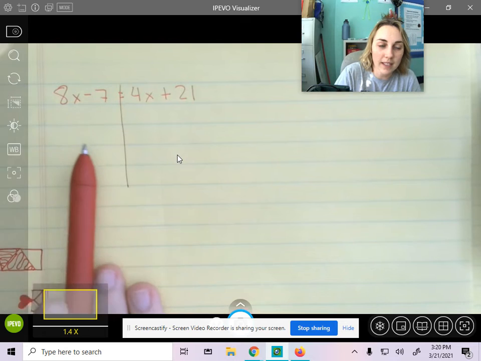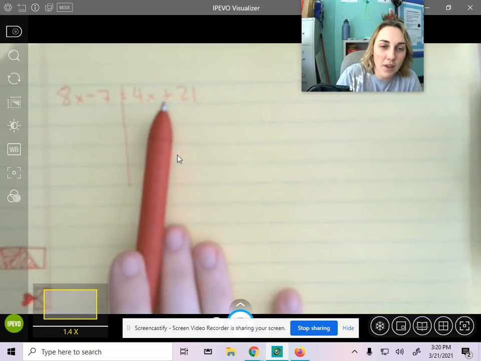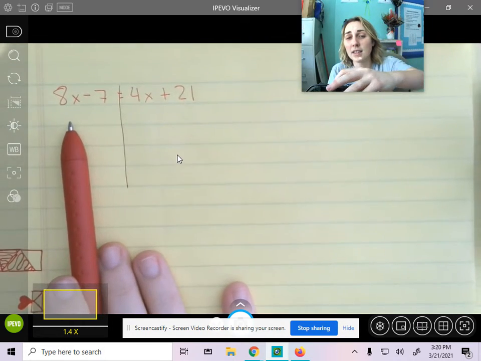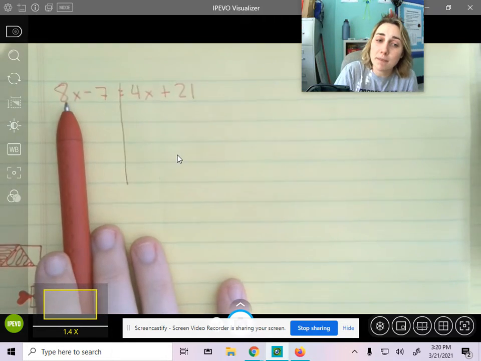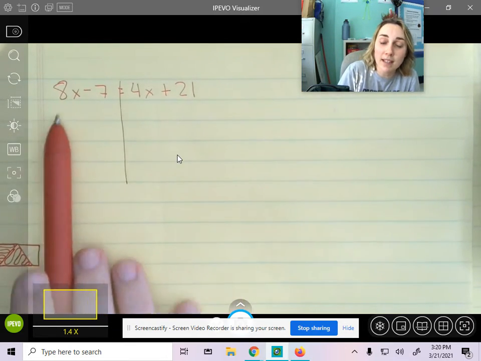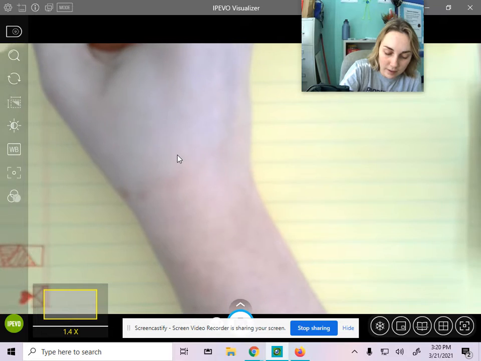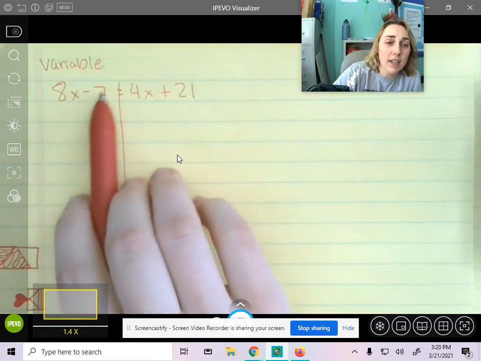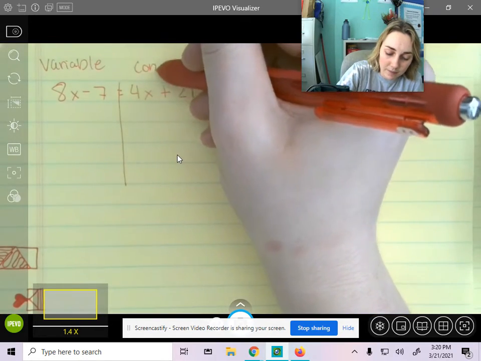So for example, on this side, our variable is 8x. On this side, it is 4x. And I don't know about y'all, but 8x is bigger than 4x. So I'm going to make this side my variable side. Now this is my variable side. I'm going to make this my constant side.